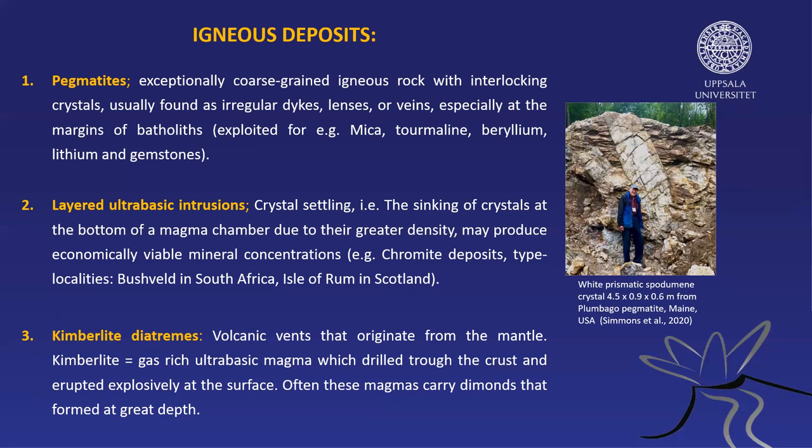Kimberlites are gas rich. They are ultra basic. That means they are enriched in magnesium and iron. And they go through the surface. And because they are gas rich, when they are close to the surface, you have a volcanic explosion. And that forms a diatreme. Kimberlites are very interesting because they contain diamonds.